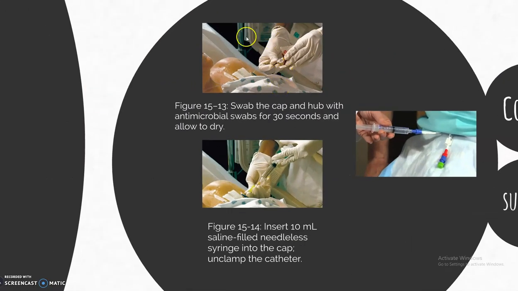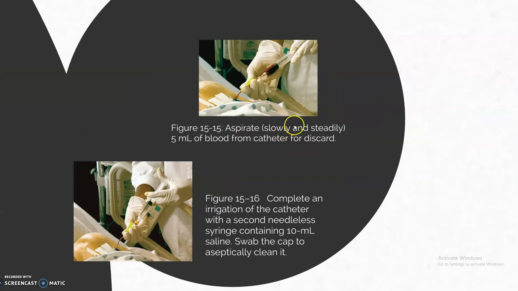CVC collection, they swab the cap and the hub with an antimicrobial swab for 30 seconds and allow it to dry. They're going to use a 10 ml saline-filled needleless syringe into the cap and uncap the catheter. And then they're going to go ahead and flush the line. They aspirate slowly. They'll take another syringe and aspirate 5 ml of blood from the catheter for discard. Then they're going to do another syringe to collect their actual blood sample.